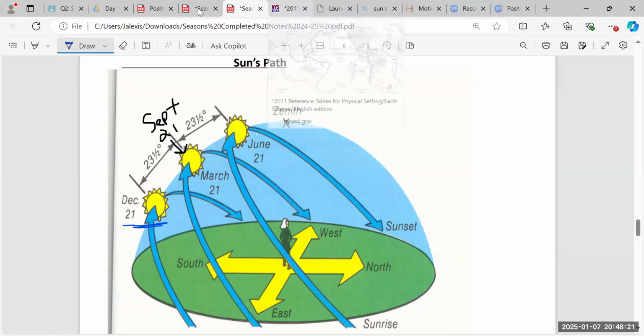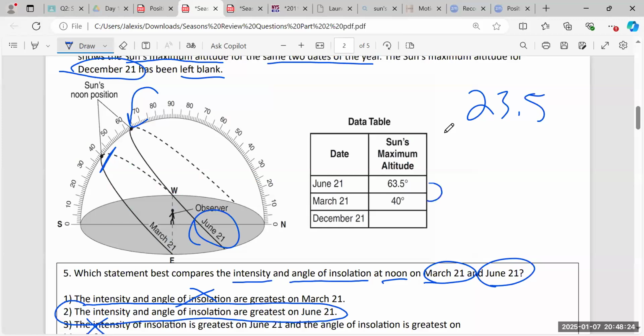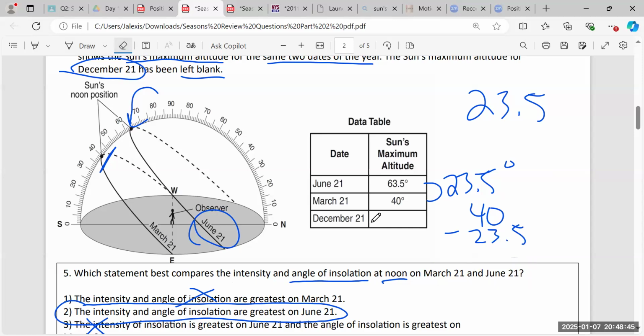So therefore, if you look at the pattern, these two are 23.5 degrees apart from each other. So to find the December 21st angle, I'm going to take 40 and subtract 23.5. And when I do that, 40 minus 23.5 is going to give me 16.5 degrees. So, 16.5 degrees.